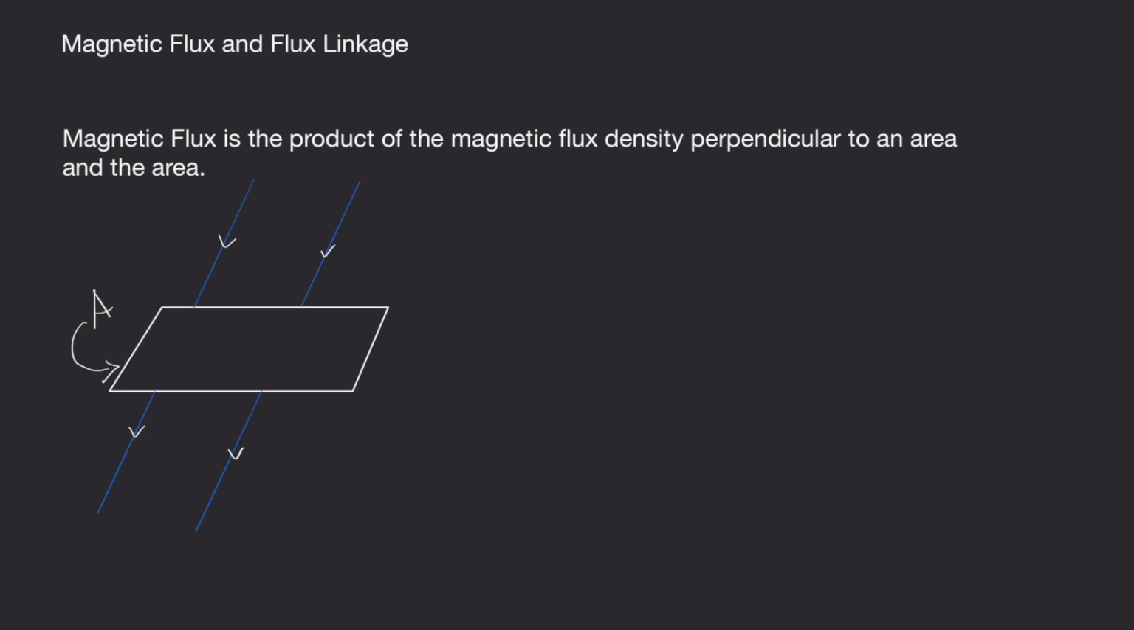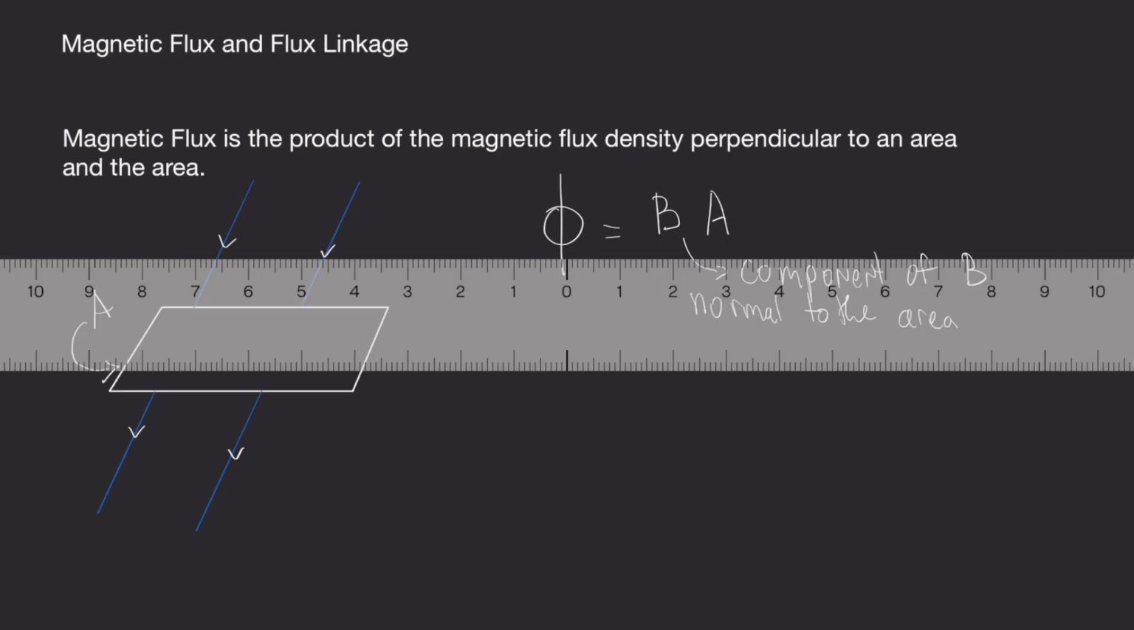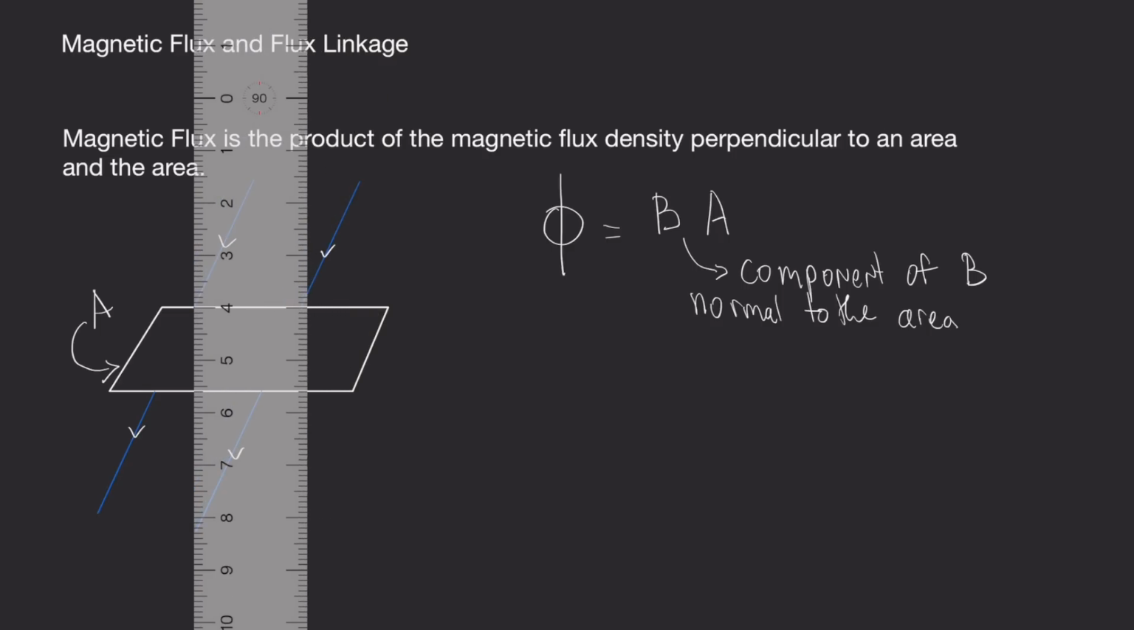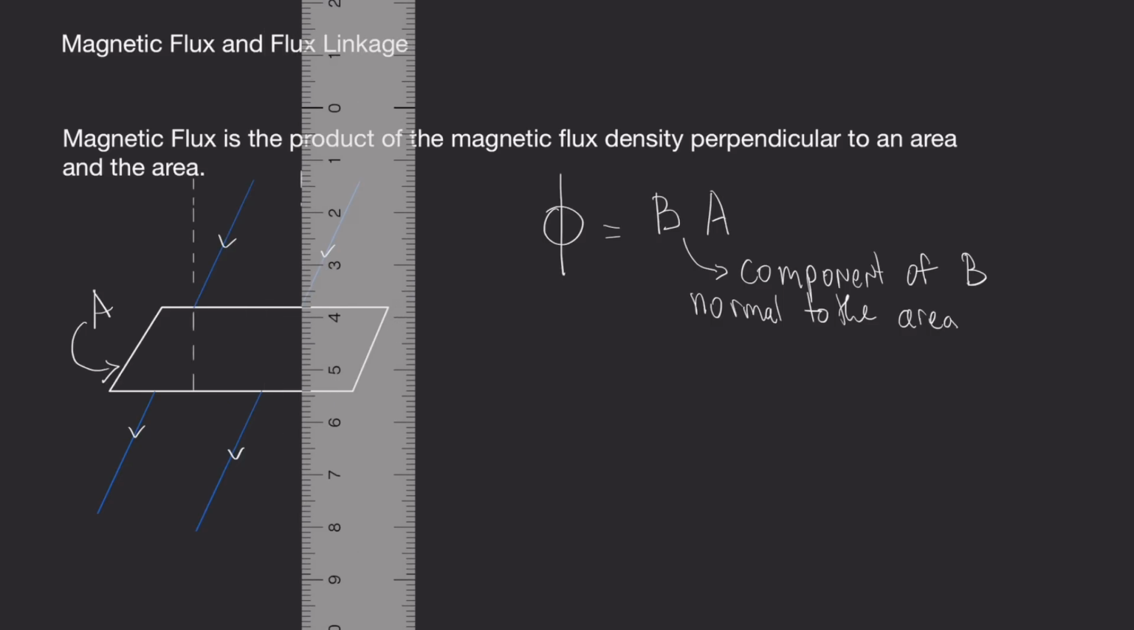So the magnetic flux is typically given the symbol phi, and it's defined as the magnetic flux density perpendicular to the area multiplied by A. It's really important this is not B in general, but is the magnetic flux density which is perpendicular or normal to the area. Well, where is the actual normal? So the normal is just a line which is perpendicular to the surface. I'm just going to draw it, let's say, along here.